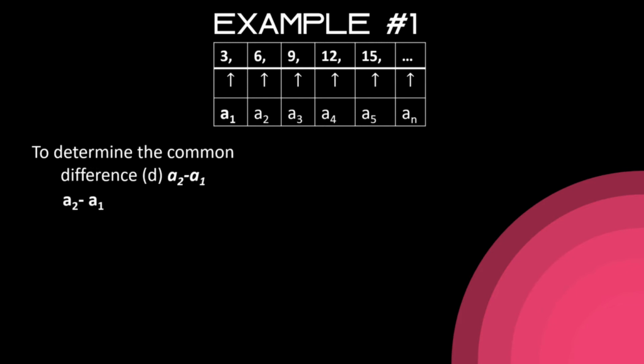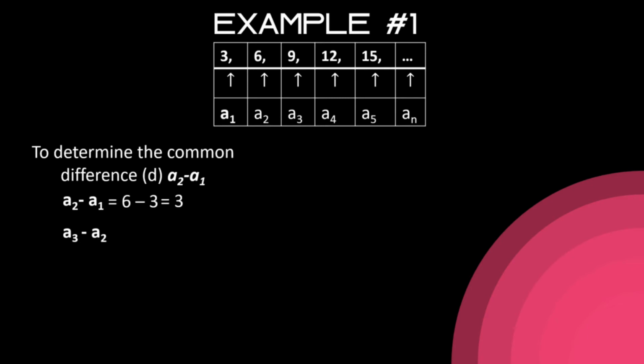Let's try to solve. From our a sub 2, which is 6, and our a sub 1, which is 3, since the formula is a sub 2 minus a sub 1, we need to subtract the first term from the second term. And 6 minus 3 gives us 3.